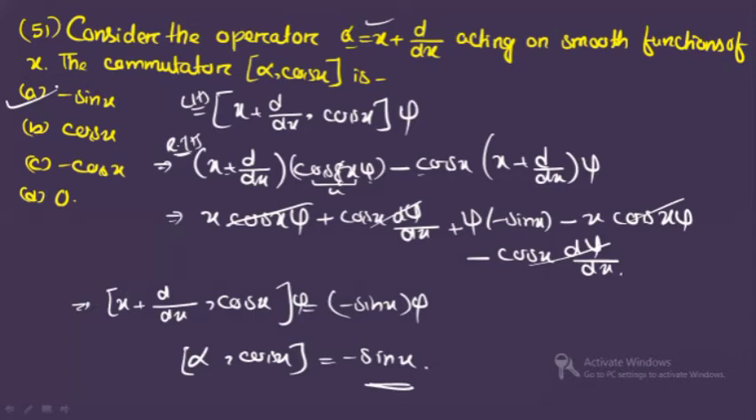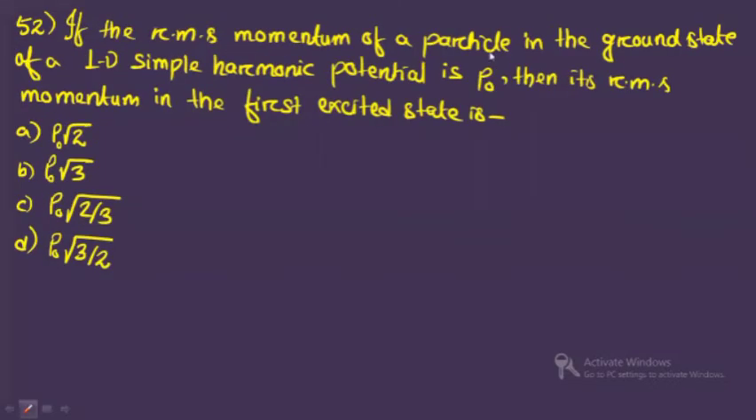Clear? Now let's see the next question. So here what it is said, if the root mean squared momentum of a particle in the ground state of a one-dimensional simple harmonic potential is P naught, then its root mean square momentum in the first excited state is what? So for the ground state, the root mean square momentum is P naught. For the first excited state, that we have to find.